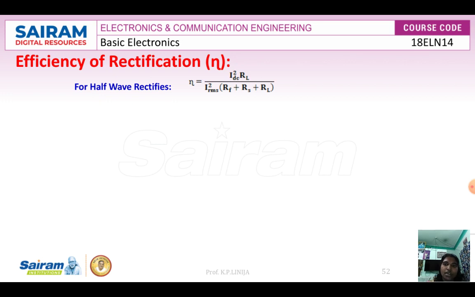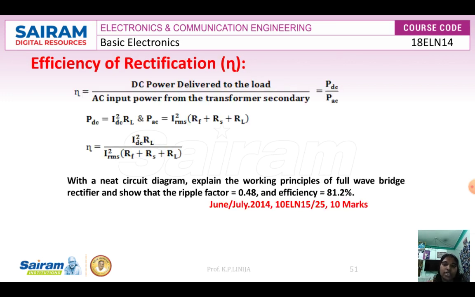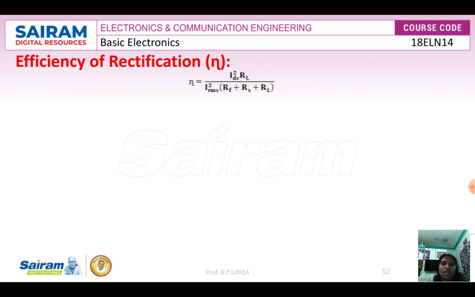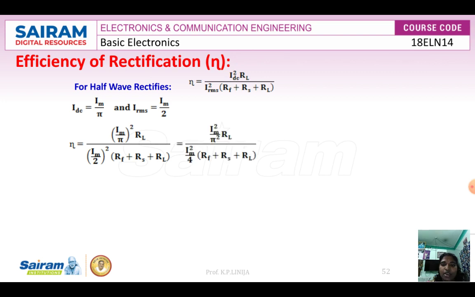See, what we have derived is the formula for efficiency of rectification. Eta is equal to what? The average square of average current into load resistor divided by RMS square of RMS current into RF plus RS plus RL. Now, using this formula we are going to calculate the efficiency of the half wave rectifier as well as the full wave rectifier. Already we know the values of IDC and IRMS.